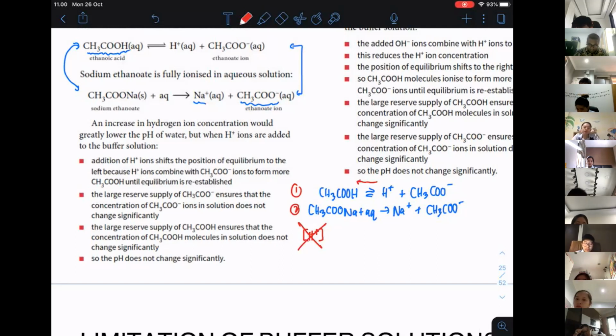The CH3COO minus remains the same, yeah. Are you sure? No, let's actually focus on equation 1. When the position of the equilibrium shifted to the left, what happened to the concentration of CH3COO minus generally? Oh, it decreases. Yes, it decreases, right? Then what happens to the concentration of CH3COOH? It increases. It increases.